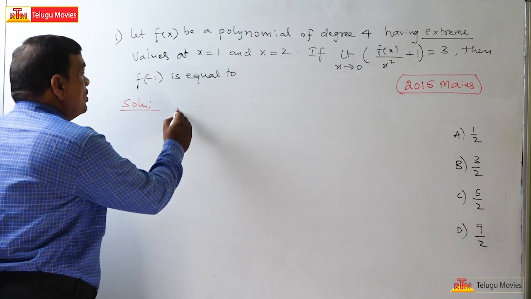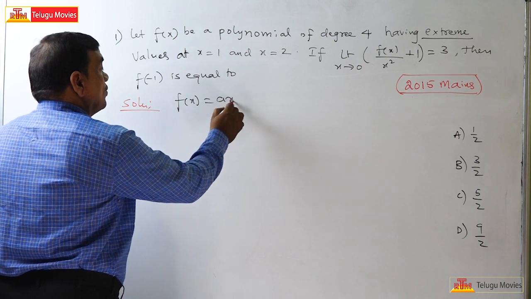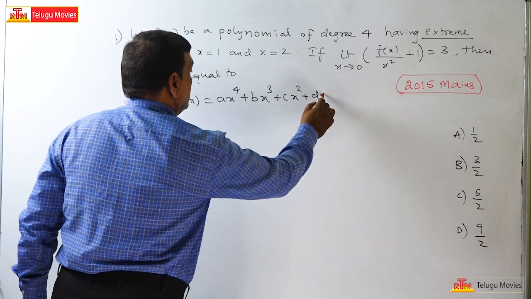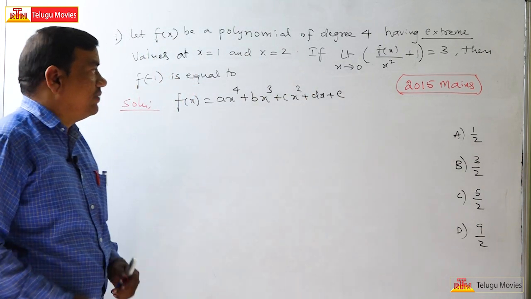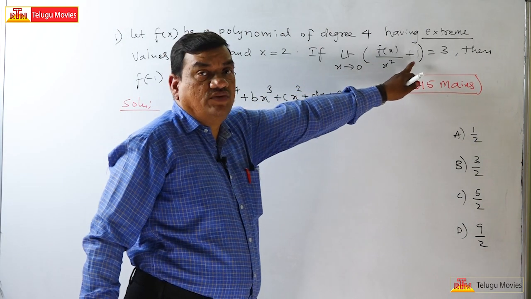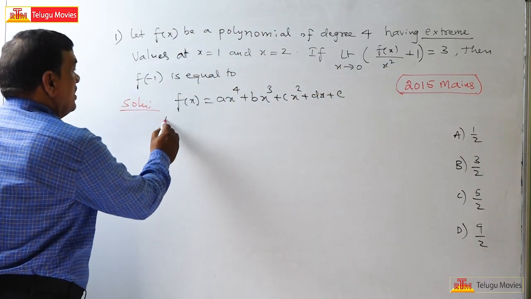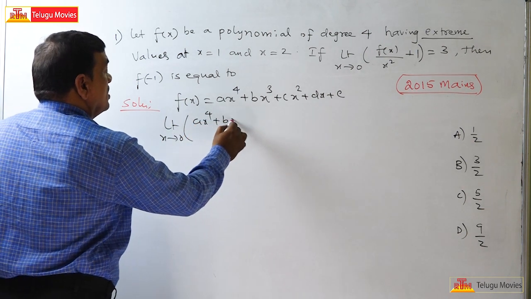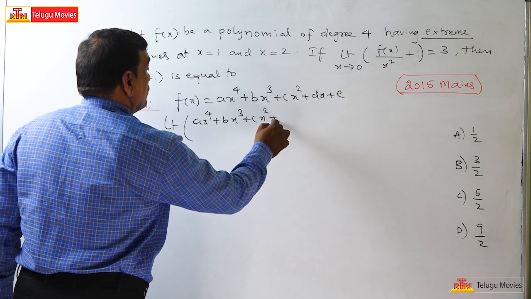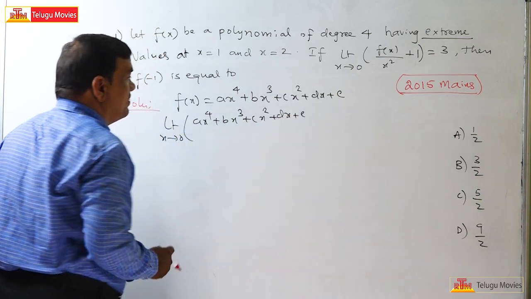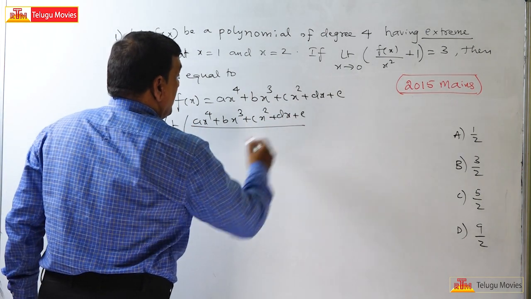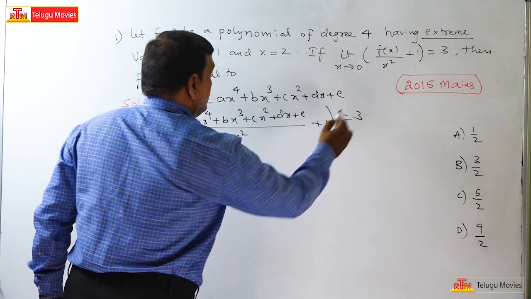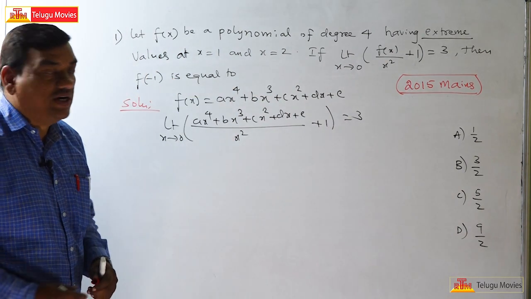That means let the polynomial be f of x equal to ax to the power 4 plus bx cube plus cx square plus dx plus e. So first we will make use of this condition. Limit as x tends to 0 of (ax^4 + bx^3 + cx^2 + dx + e) divided by x square plus 1 is equal to 3. So wherever f of x was there, I have substituted that polynomial.